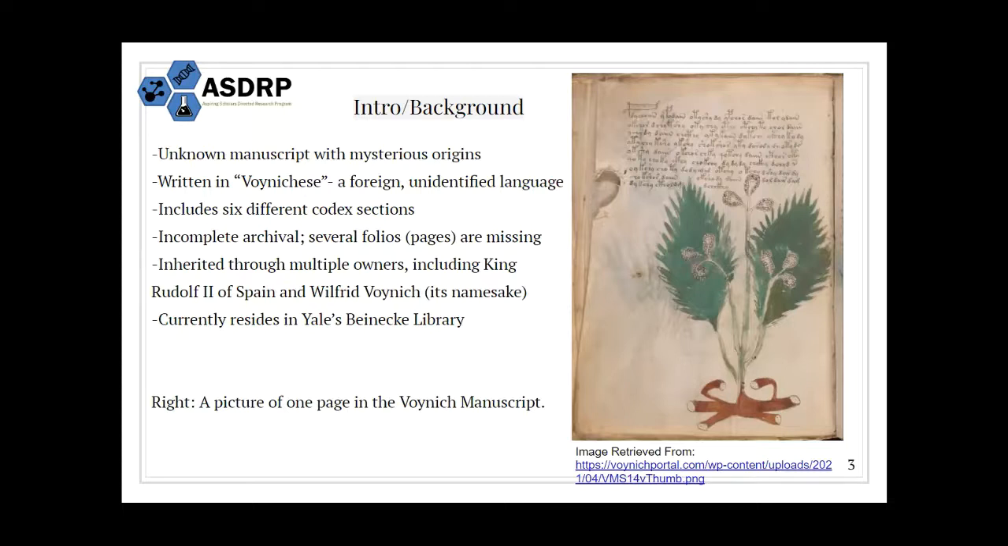It has an incomplete archival since several folios or pages are missing from its current archived version at the Beinecke Library. It has been inherited through multiple owners throughout history, including King Rudolf II of Spain and Wilfrid Voynich, who is the namesake of the Voynich manuscript, and it currently resides in the Beinecke Library.